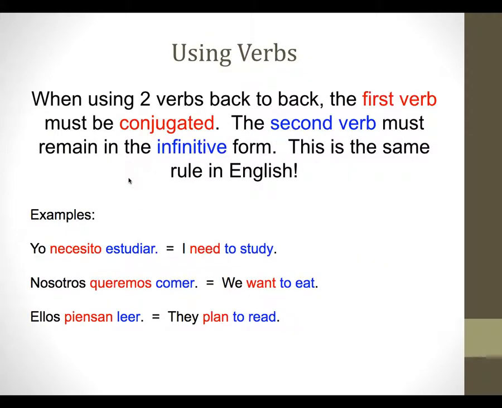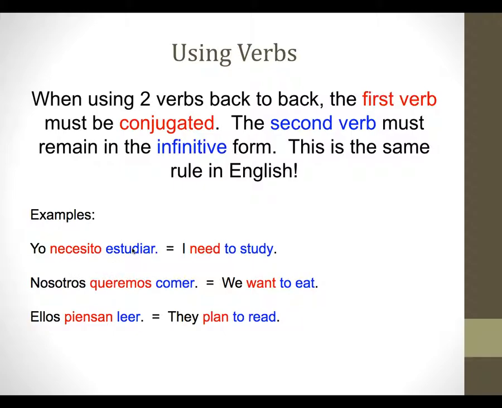All right, so we've reviewed conjugating verbs and leaving verbs in infinitive. Okay, so let's look here. It says when using two verbs back to back, meaning one after the other, the first verb must be conjugated. Okay, so the first verb, you will drop the ending and add back the correct one to match the subject. The second verb, however, must remain in the infinitive form. This is the same way you use grammar in English.